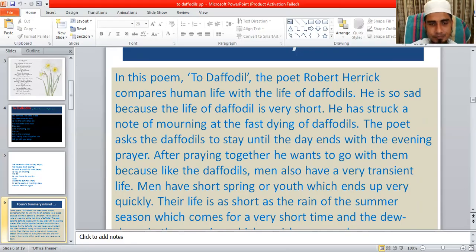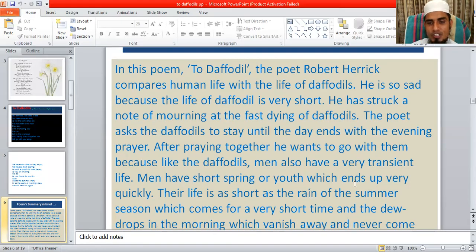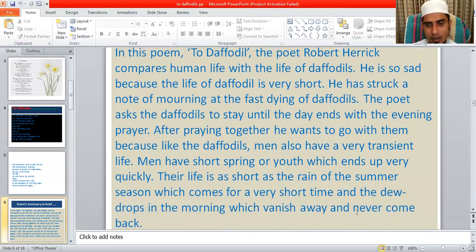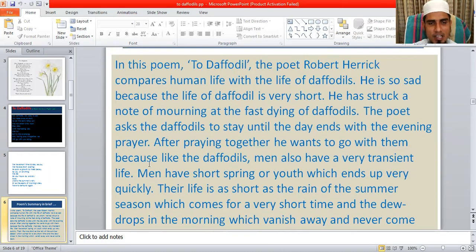So dear students, here you can find it. He wants to go with them. Men also have a transient life. Men have a short spring, or youth, which ends very quickly. Their life is as short as the rain of the summer season, which comes for a very short time, and the dewdrops in the morning, which vanish away and never come back. So this is a summary of this poem, very briefly.